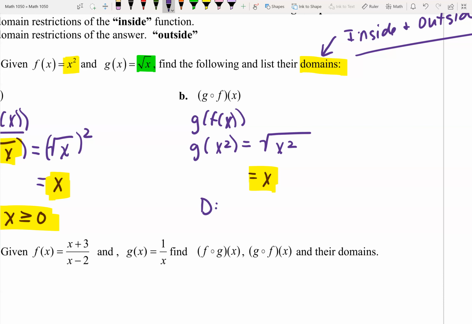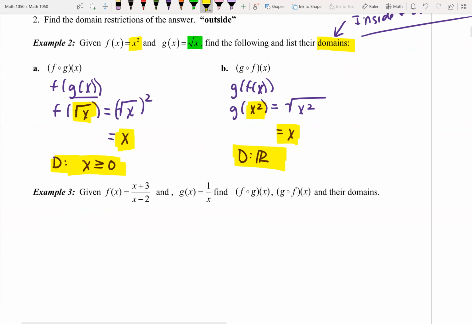So I got an x on both of them. The domain on this, what comes out is an x. That domain is all real numbers. What comes in was an x squared. That domain is also all real numbers. So the domain of this one is all real numbers. Same answer, different domains. Okay, who says gotcha? Let's see up high. Okay, great.